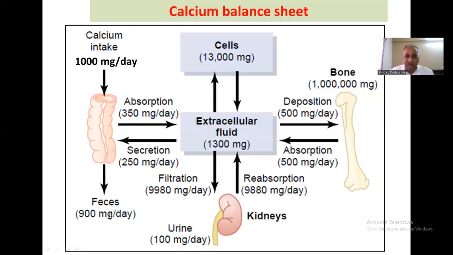Now in this extracellular calcium, the calcium is filtered. 9,980 milligram is filtered. 9,880 milligram is reabsorbed in the proximal and the distal components, mainly in the proximal tubules. And the 100 milligram is excreted through the urine, depending upon the conditions. Now, from the bone, 500 milligram per day is added to the extracellular fluid, and 500 milligram is taken from this extracellular source. That means out of the 1,300, 500 milligram is good. So nearly 13,000 milligram is present intracellularly, that is in equilibrium with the extracellular calcium. That is all the balance sheet of the calcium in our body.